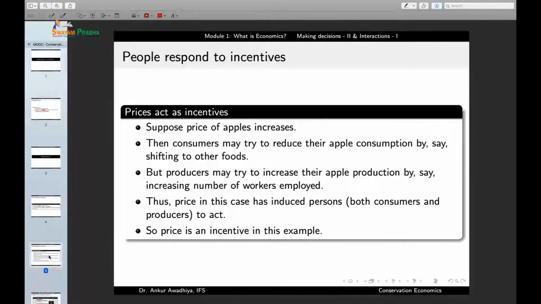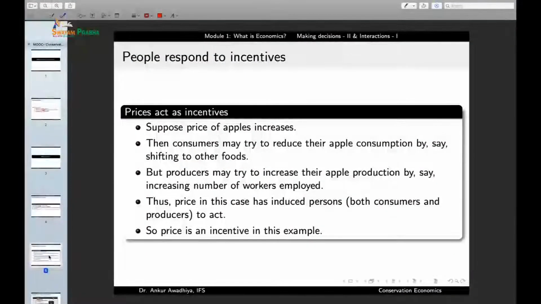And when we talk about incentives, prices are a very major incentive in the economic system. So prices act as incentives. And how do prices act as incentives? So suppose the price of apples increases. So you are using different fruits, you are using different food items, and out of those food items, the cost of apples has gone up. How will you respond? There will be a certain amount of response. Probably because the apples have gone up in price, you will start to consume less and less of apples.